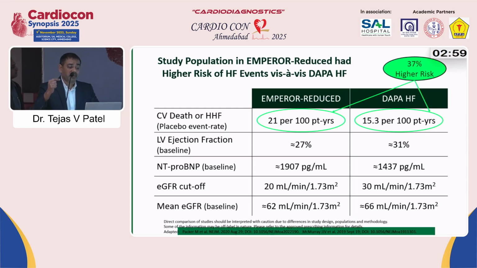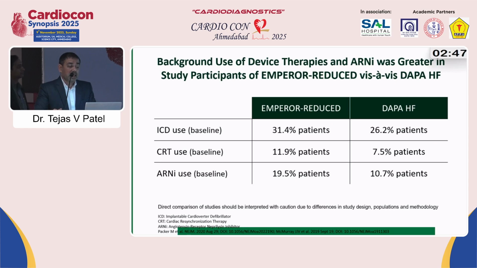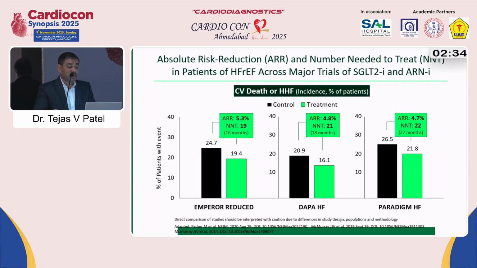So the higher risk events in the placebo arm were found in EMPEROR-Reduced, which was lower in DAPA-HF. So in a way, we can conclude that the patients in EMPEROR-Reduced are at higher risk, the sicker heart failure patients. And again, in those studies, the patients were treated more with device therapy as well. In that situation also, the SGLT2 inhibitor, specifically empagliflozin, has given the mortality benefit in those patients.